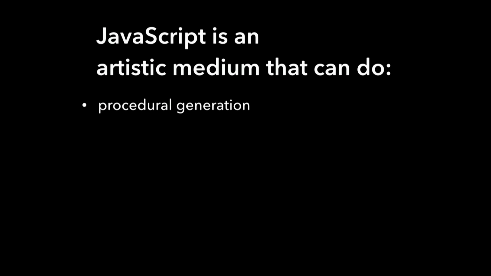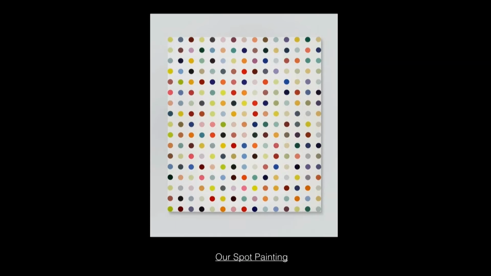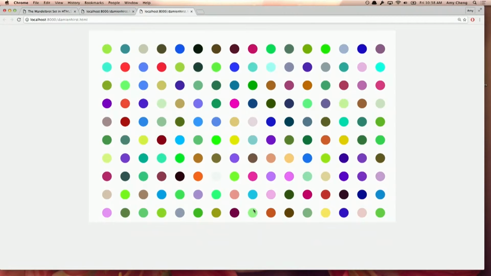And what I've just demonstrated here is that JavaScript is an artistic medium that can do procedural generation. And here is the procedure we're using to generate the spot paintings. Now let's go back to the original and compare it to our own.